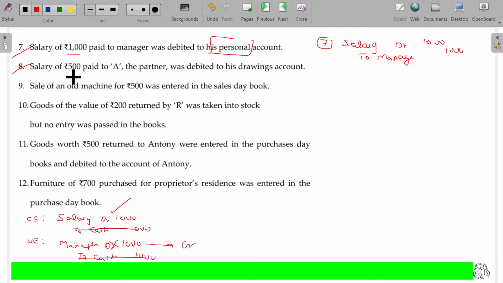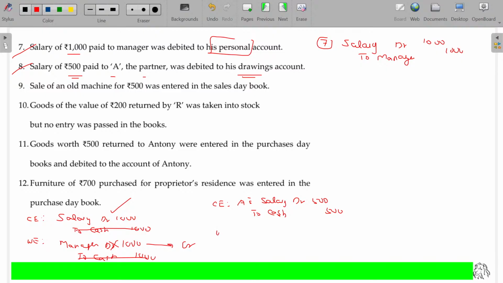Eighth, salary of 500 paid to A, the partner, was debited to his drawings account. Error of posting, similar to the seventh one, where wrongly it is charged to the personal account, here wrongly charged to the drawings account. It should be charged to the salary only. Correct entry, A's salary account debit to cash. The value being 500.